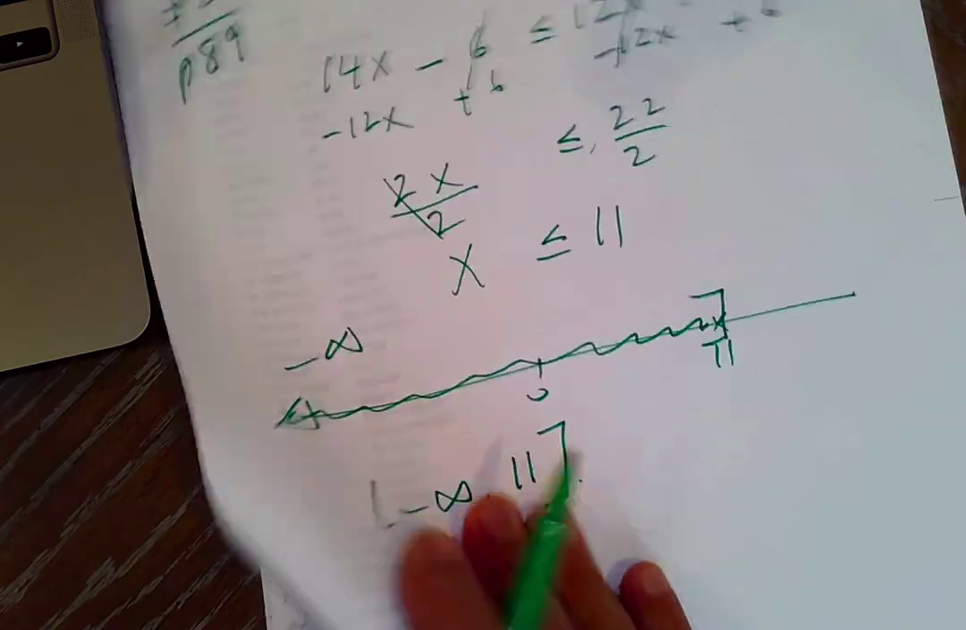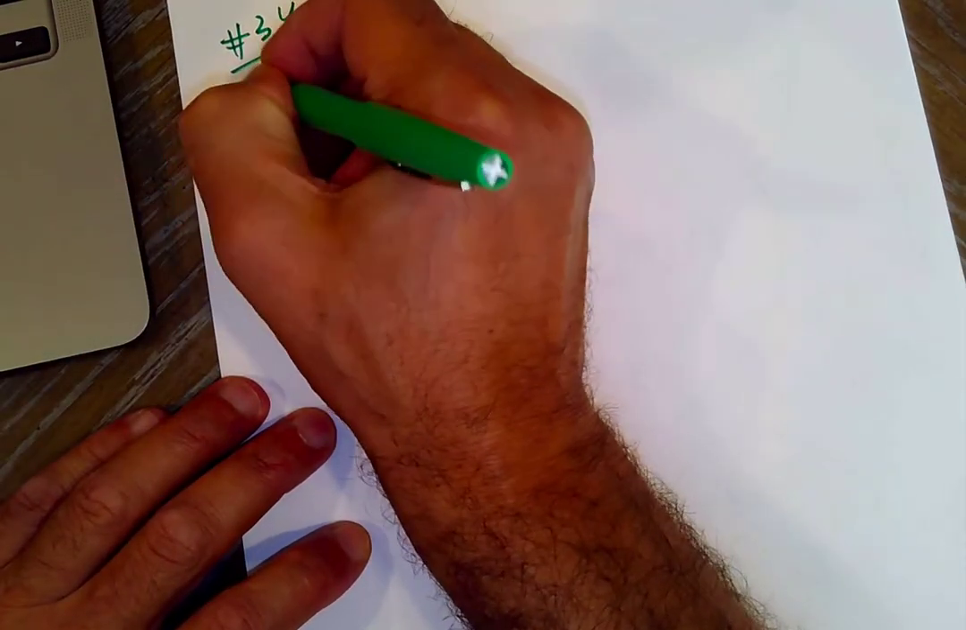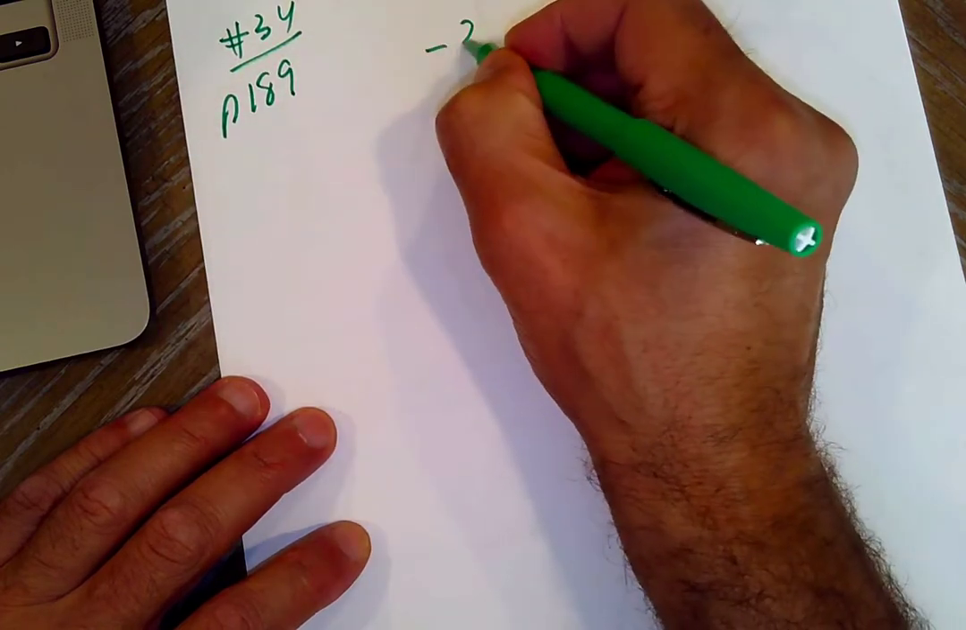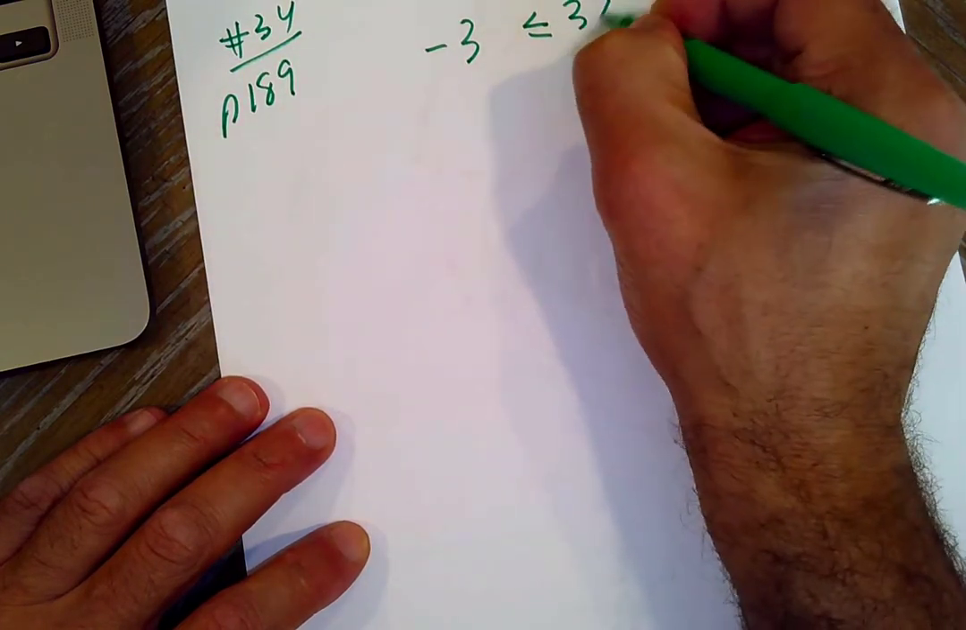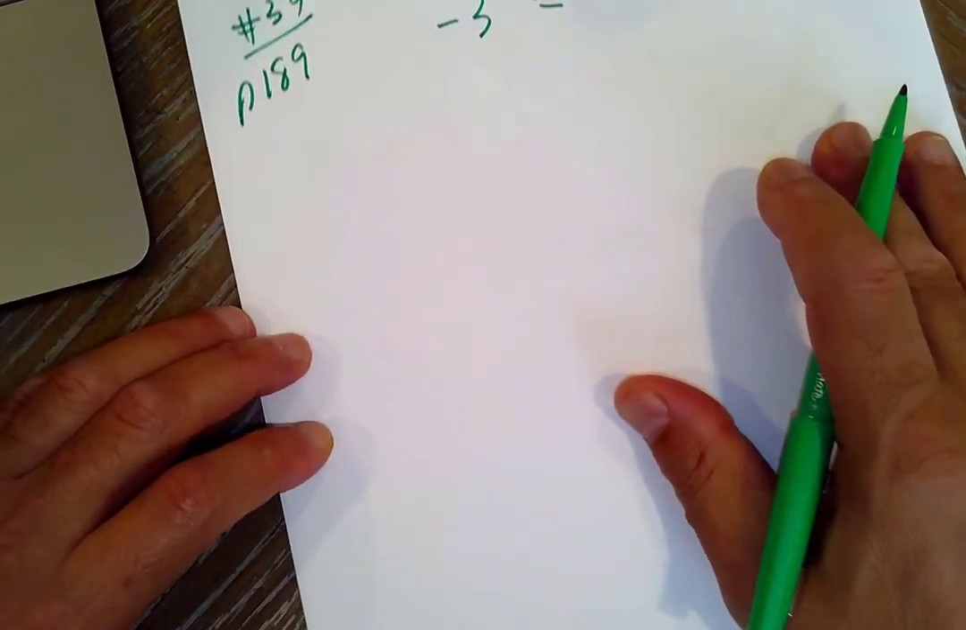And we also did compound inequalities in intermediate algebra. Here's an example, number 34, page 189: -3 is less or equal to 3x plus 7.